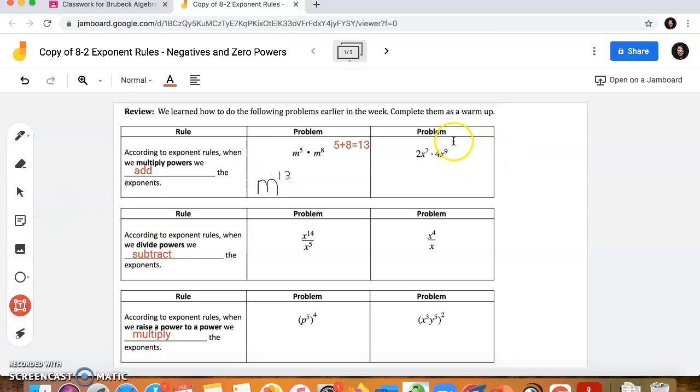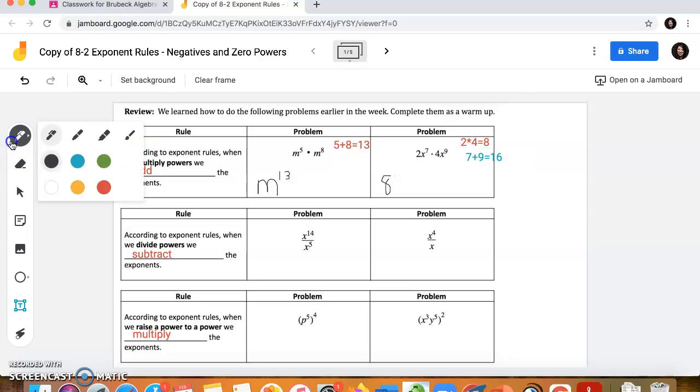Here, for this one, instead of adding the 2 and the 4, which a lot of students think they need to do, you actually multiply the 2 and the 4. So 2 times 4 is 8, so you're going to have an 8 here. And then you do your exponents, which are 7 and 9. You add 7 and 9, which is 16. So you'll have x to the 16th power.